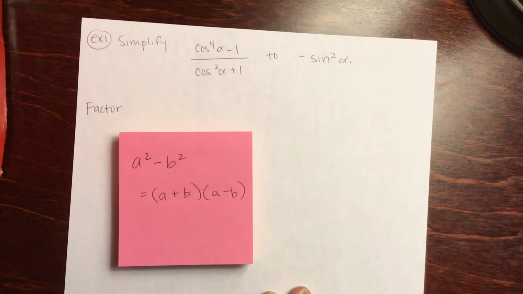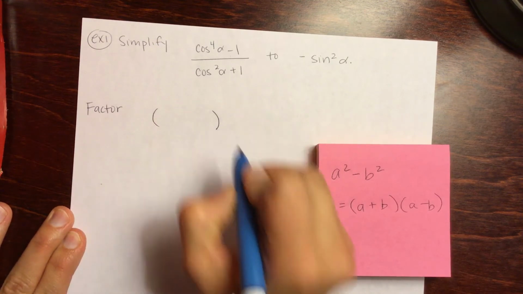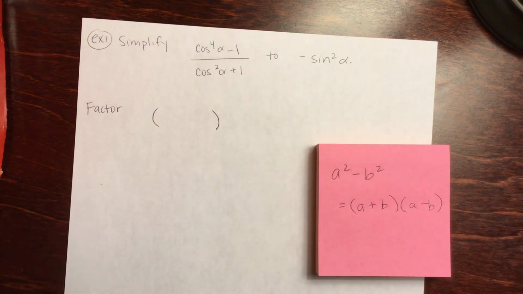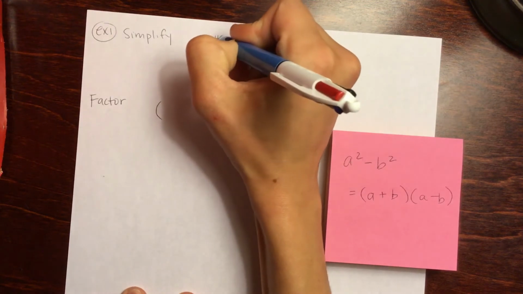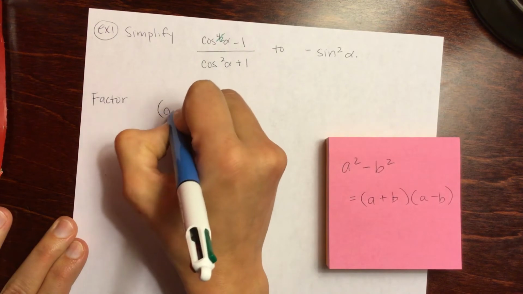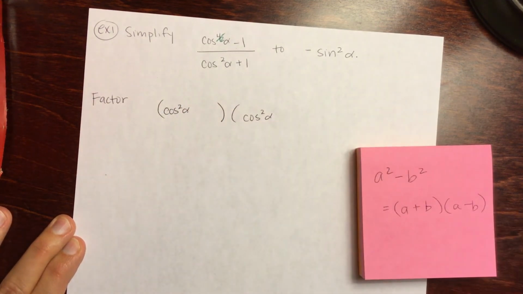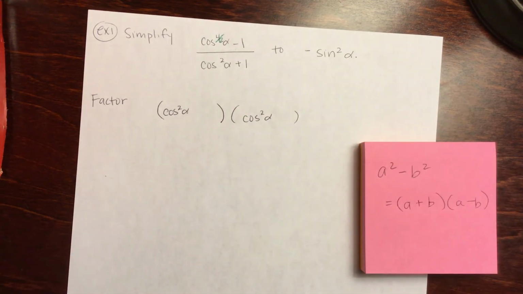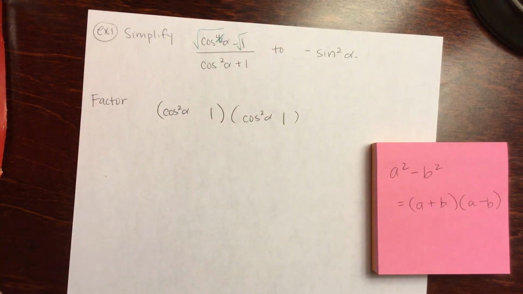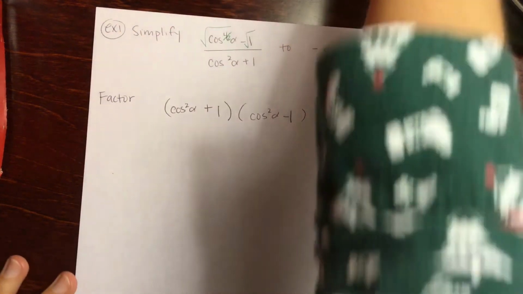We are going to do the same thing here in the top. I can square root cosine to the 4th power alpha. When you square root, it's the same thing as dividing your exponent by 2. So this would be cosine squared alpha and cosine squared alpha. All right, we can square root 1. The square root of 1 is 1. And the difference of squares pattern is you need 1 plus and 1 minus. Okay, so we factored the top part.